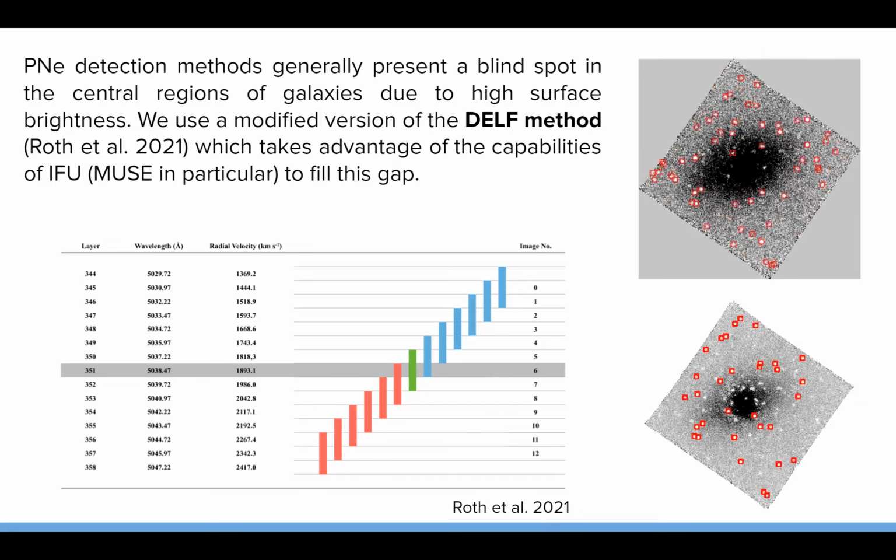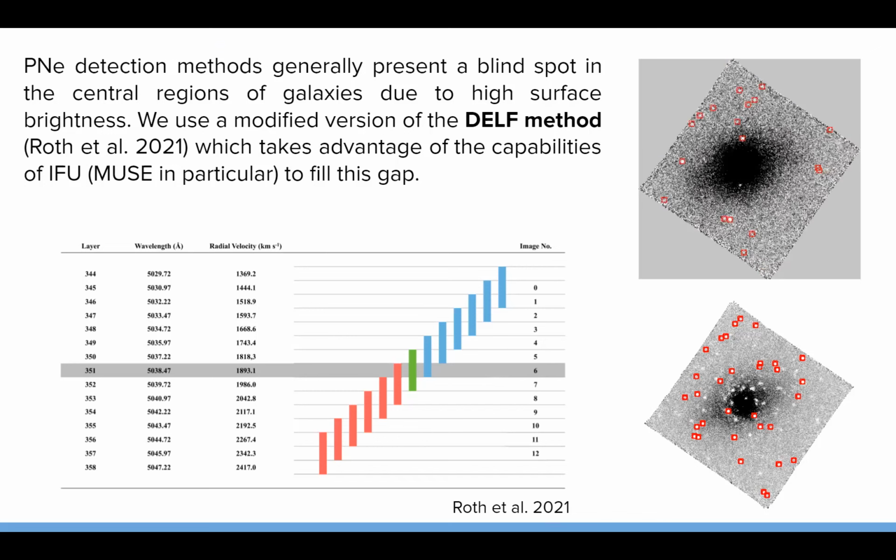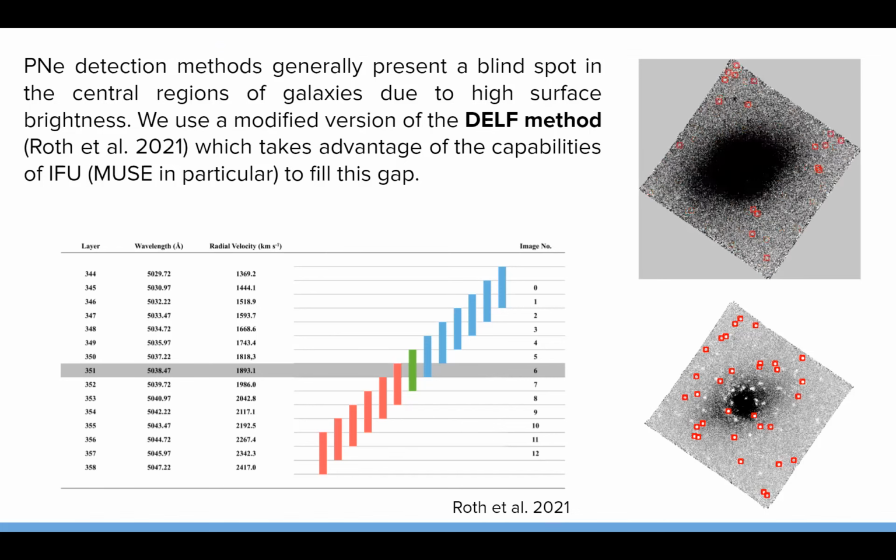So the idea behind this method is we can build filters as narrow as the spectral resolution allows us, which is very narrow. And if we look at images that are built from these types of filters so narrow, the signal to noise is much larger than if we just look at the O3 filter.